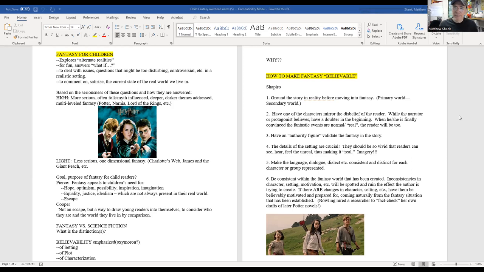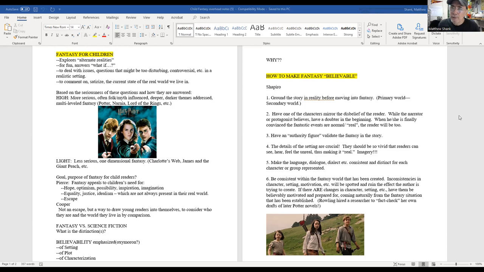And then what happens is, at some point in the story, the doubter becomes a believer. And it's like, well, if this person buys into it, then there must be something to it. So when they are finally convinced the fantastical events are actually happening, then it makes it easier for the reader who may have had their own doubts to do the same thing. And look for that. I don't know if we see that necessarily in Charlotte's Web, but we certainly see it in The Lion, the Witch, and the Wardrobe.